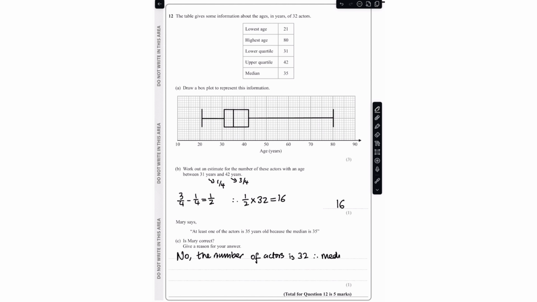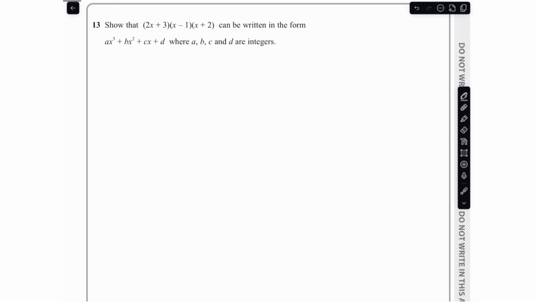Therefore, your median will be an average between two numbers. In question 13, we are told to show that (2x + 3)(x - 1)(x + 2) can be written in the form given, where a, b, c, and d are integers.